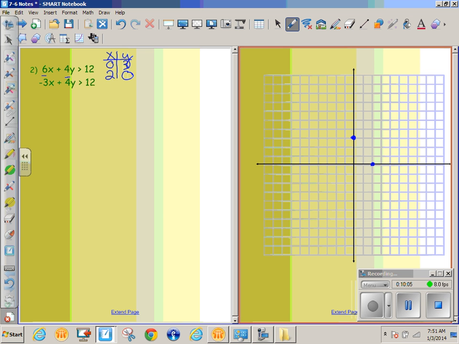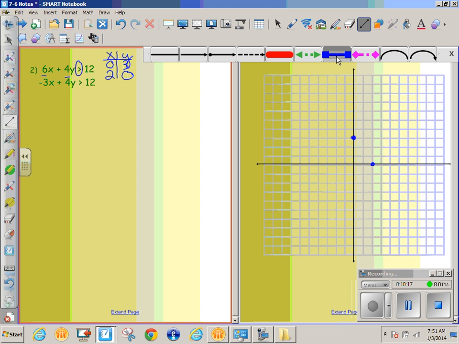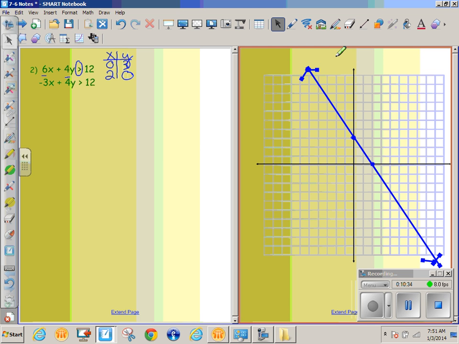And then we have to determine if it's a solid line or if it's a broken line. Well, it's going to be a broken line because it is greater than. And I'm going to have to add my arrows. They're going to look kind of funky. And then I need to do the same thing. Oh, I want to go ahead and then shade.